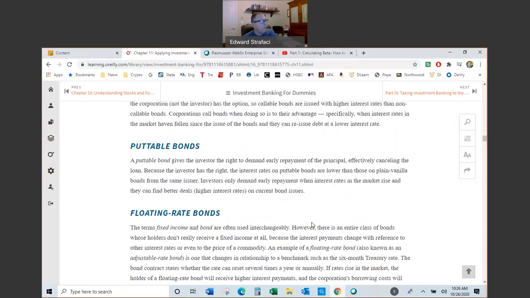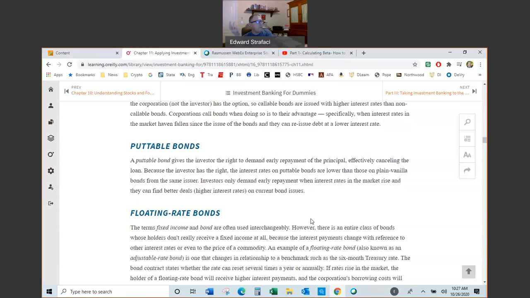Puttable bonds are better for the holder. Puttable bonds give the holder, the lender, a right to give the bonds back to someone. Almost like a car lease, right? Think about a car lease. A car lease has a put, right? You take an auto lease and you know in 3 years you can either buy the car or give it back to the company within certain stipulations. So it's a put. You can put it back to the company.